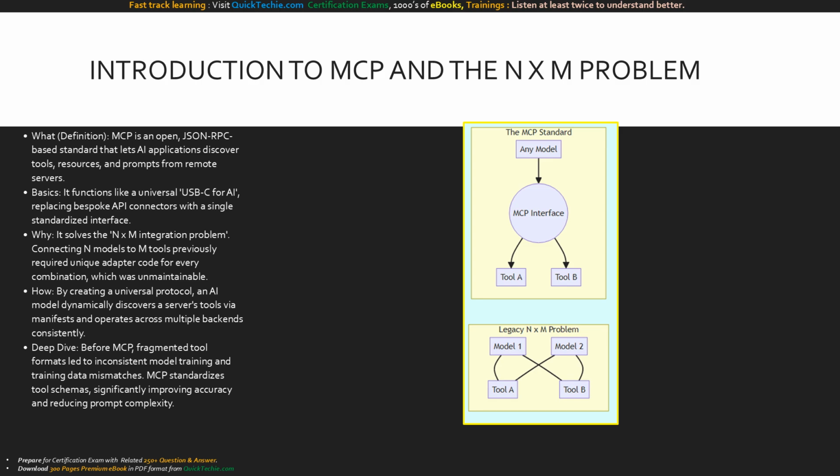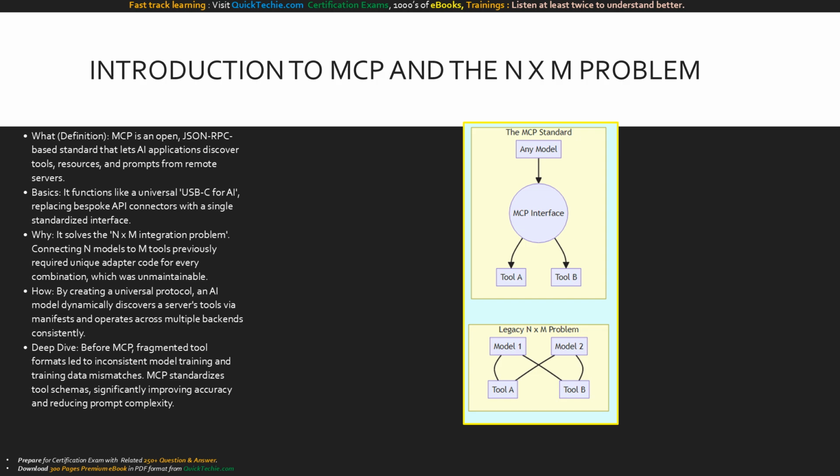In our deep dive, it's crucial to note that before MCP, vendor fragmentation led to inconsistent tool invocation. By standardizing the JSON RPC schemas, MCP significantly improves Claude's accuracy and reliability when deciding which tools to call.